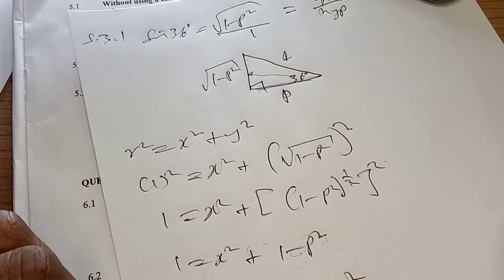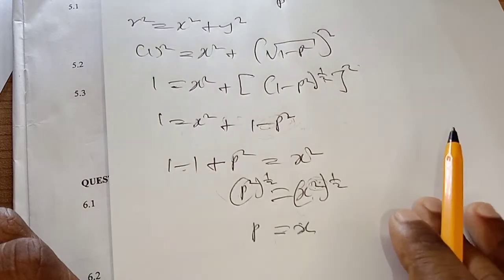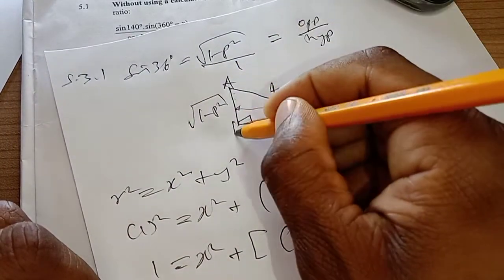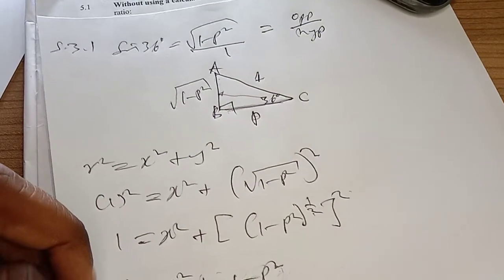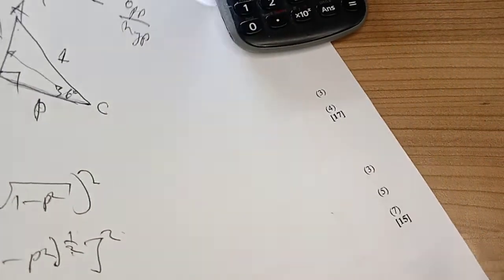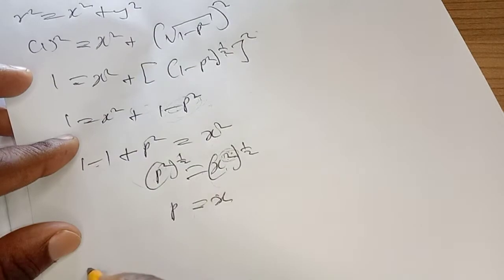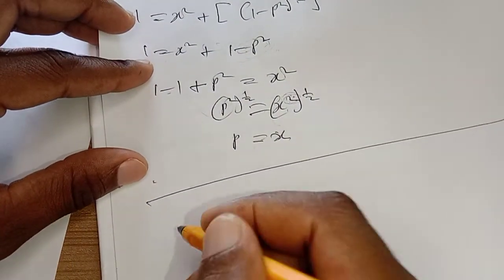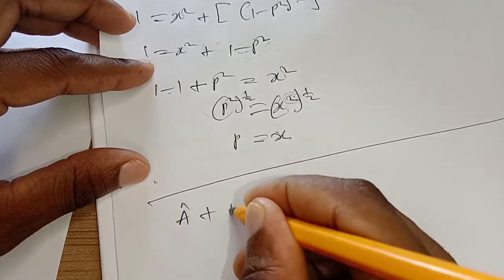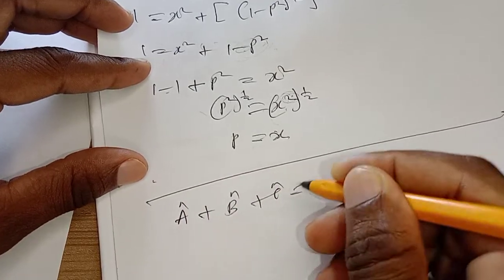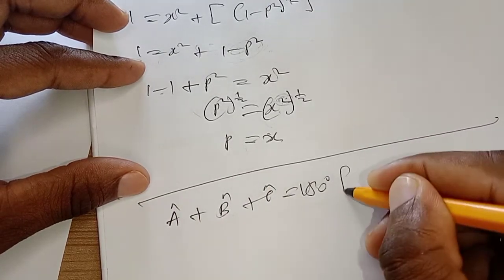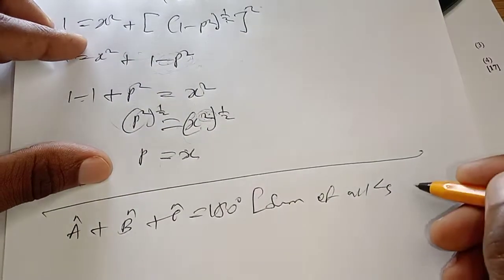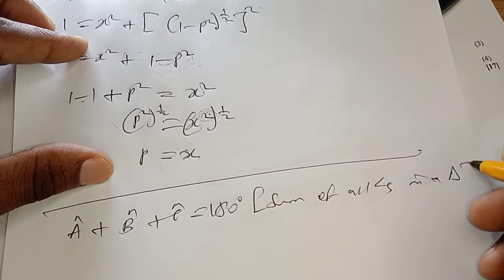Should give us 180 degrees, okay. Then here let's name it as A, B, C, to make life easy there, okay. Then we would say here, angle A plus B plus C should give us what? 180 degrees, the sum of all angles in a triangle, okay.